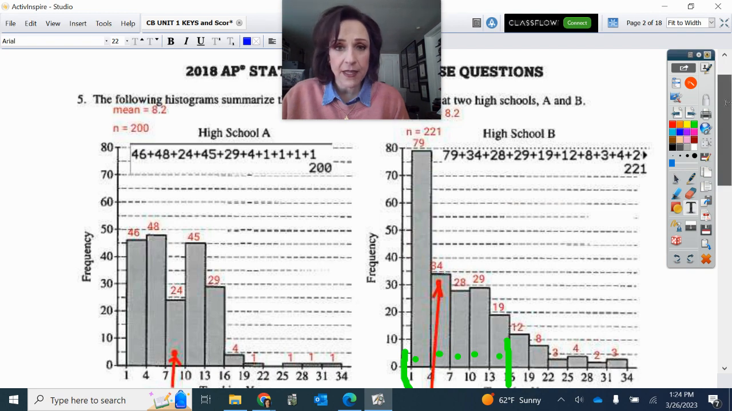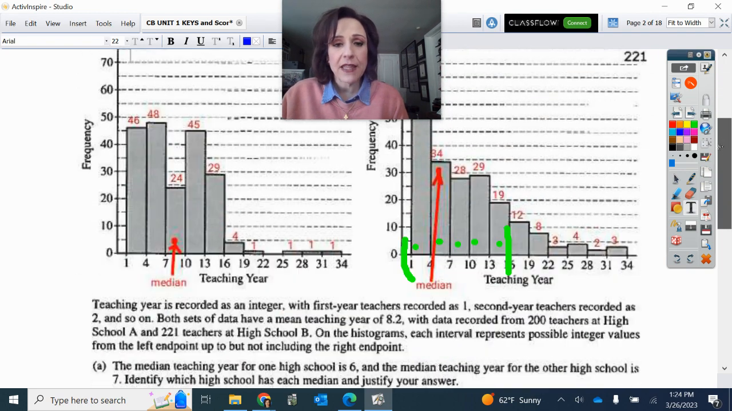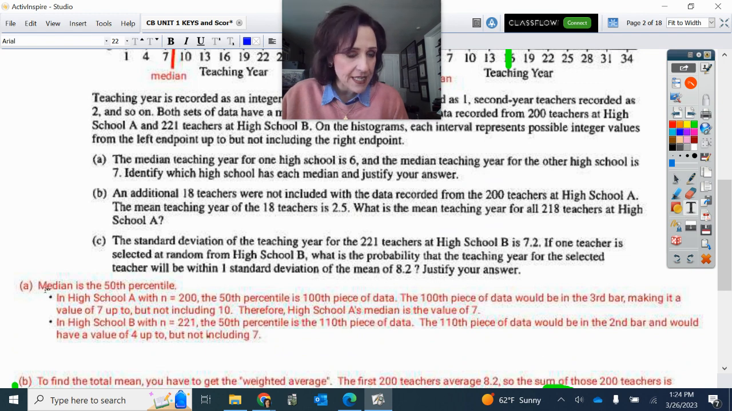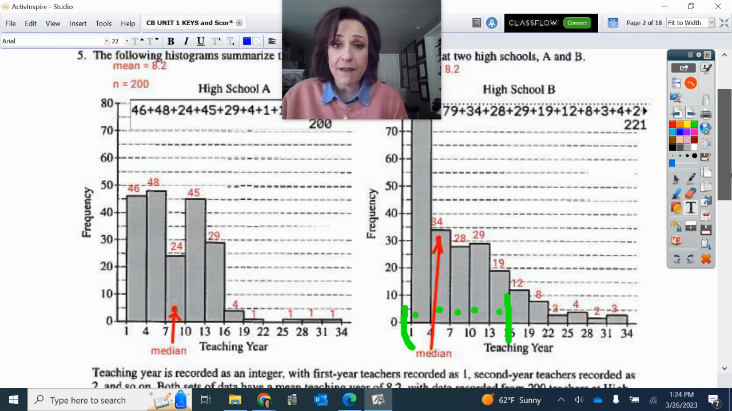I did the first method, where I stated that the median is the 50th percentile. So I identified the bar that the 50th percentile piece of data was found in. For a sample size of 200, that 50th percentile was the 100th piece of data. Based on how much information is in each of these bars, that puts the 100th-ish piece of data right here in the third bar. Therefore, that one must be 7 rather than 6.